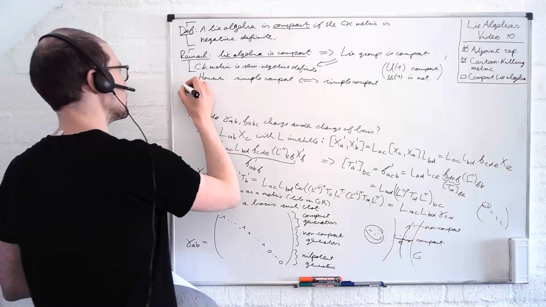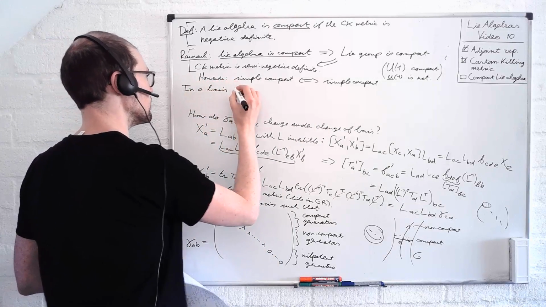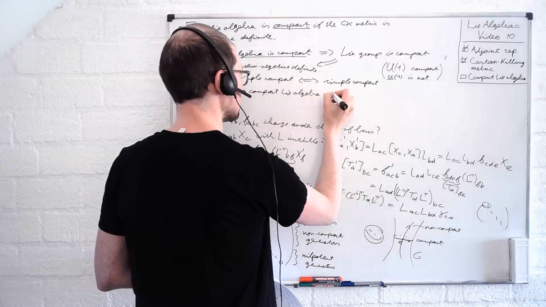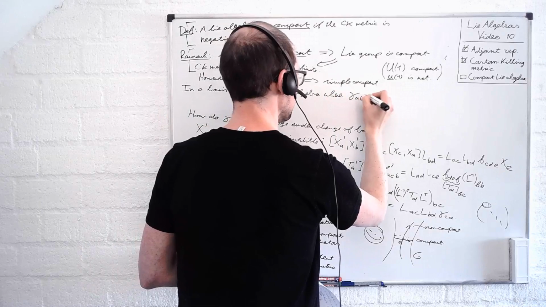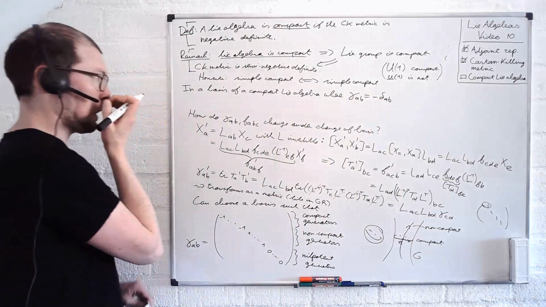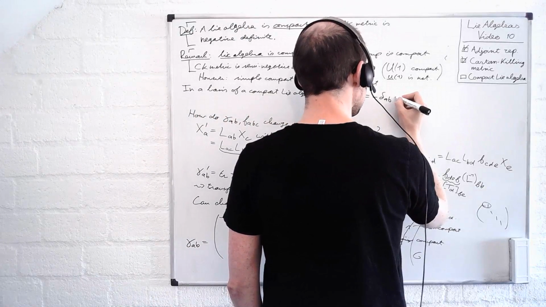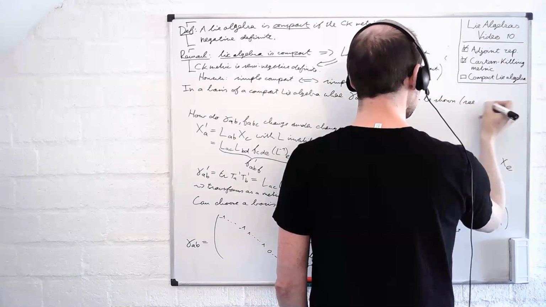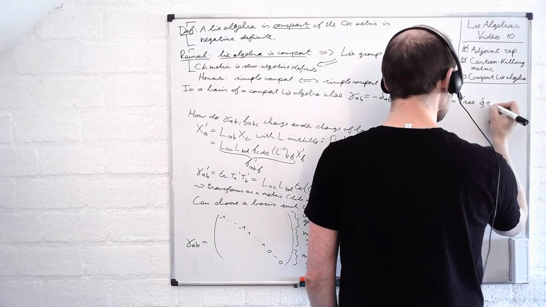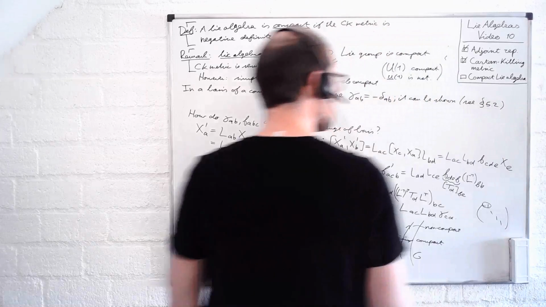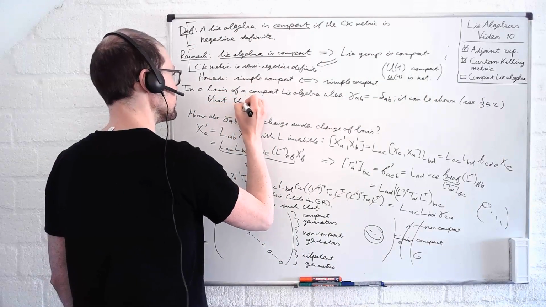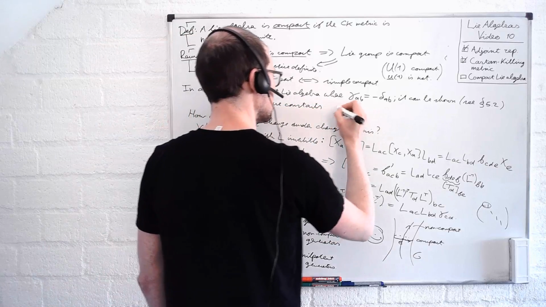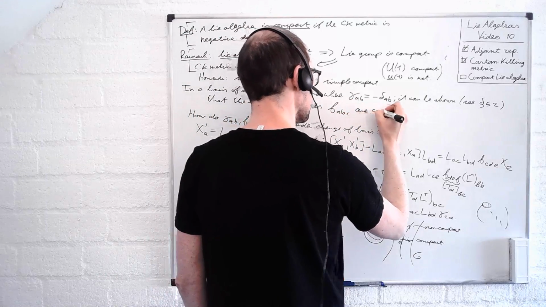Final remark. In a basis of a compact Lie algebra where gamma AB just has -1s on the diagonal, it can be shown, and this is done in the lecture notes, paragraph 5.2 at the end of it, that the structure constants F A B C in this basis are completely antisymmetric.